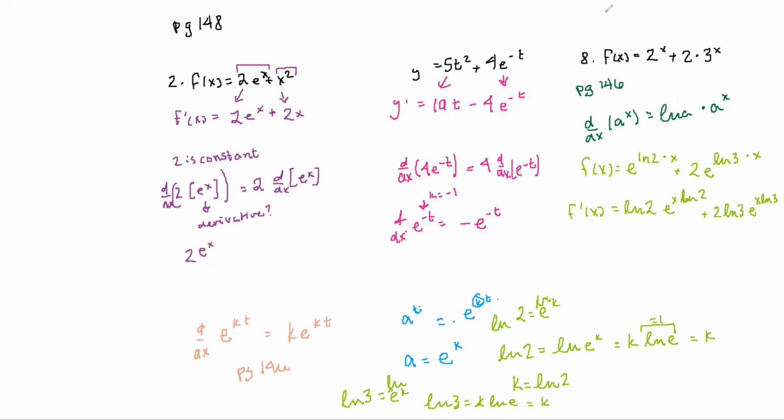And I could go ahead and rewrite this so that I have just these a to the x's again. I can just say that this would be ln 2 times 2 to the x plus 2 ln 3 times 3 to the x. But because I prefer to work in e, because e is a lot easier to work with than all of this other random stuff, I usually leave my answer like this.